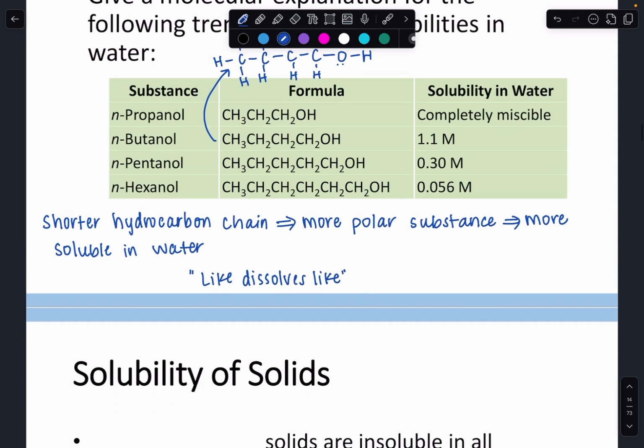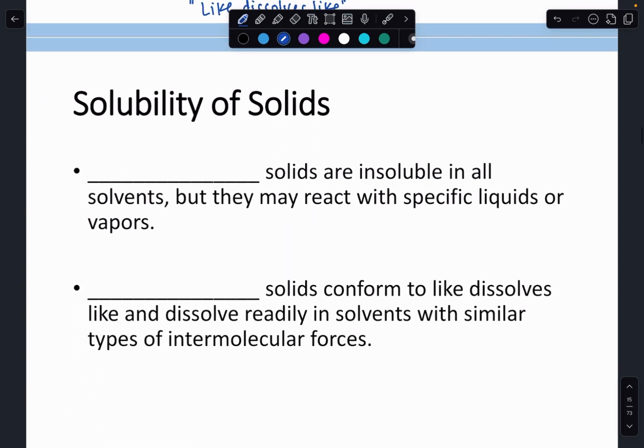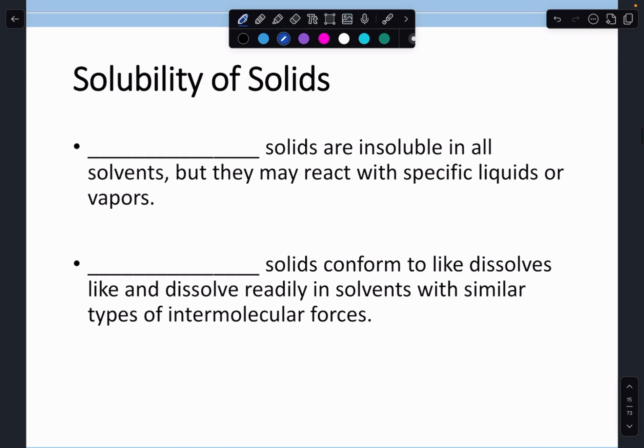Going to this next slide now, this is describing two different solids. So we had talked about covalent solids. Remember, these are like diamond or graphite or quartz. These are insoluble in all solvents, but they might react with specific liquids or vapors. That would be specific information. I don't think that's covered in this chapter.